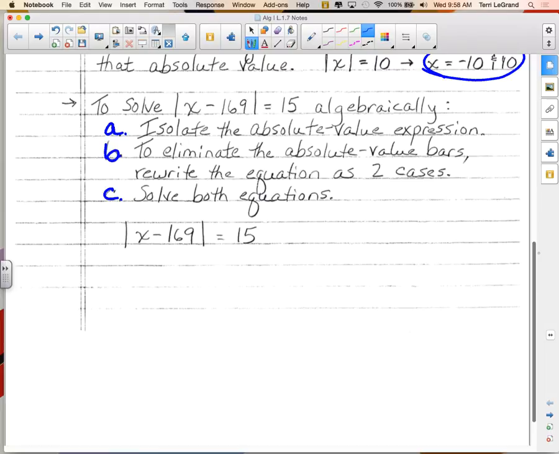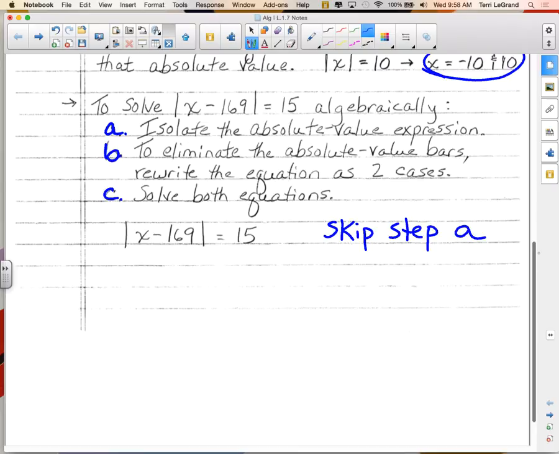Okay? So let's do this. Step A, isolate the absolute value expression. Is anything on that left side with the absolute value expression? No, it's all by itself already. So we get to skip step A. Let's write that in our notes, because it's already isolated.